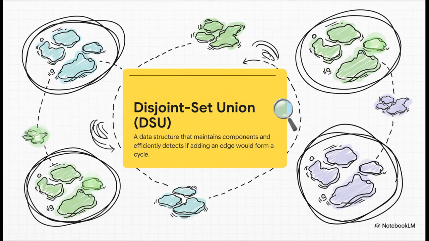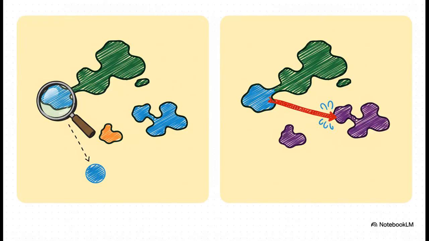And the solution is this really clever tool called a disjoint set union, or DSU. The best way to think of it is like a magical self-updating map. It's a special data structure that keeps track of which islands belong to which group, or set. At the very beginning, every single island is its own little group of one. This magic map does two things, and it does them incredibly fast.